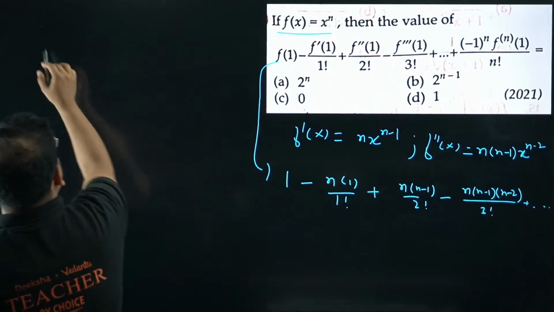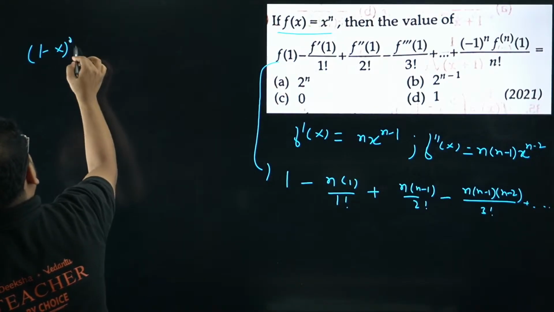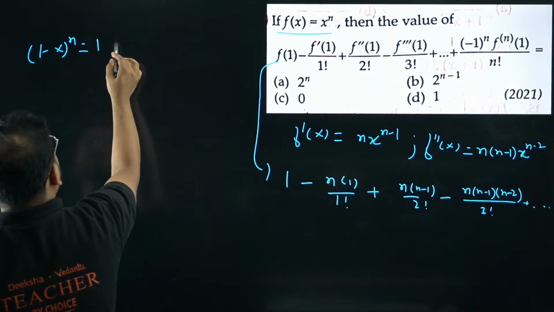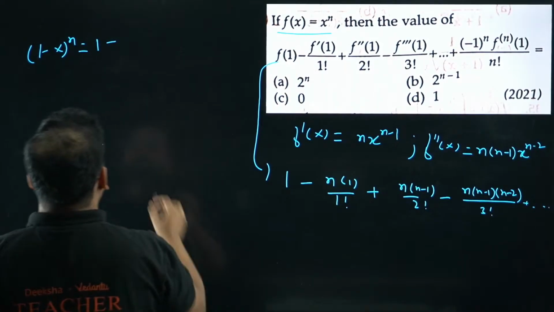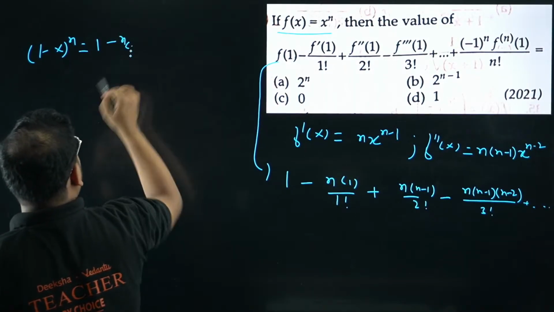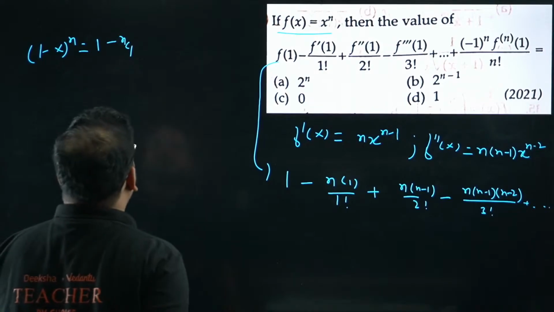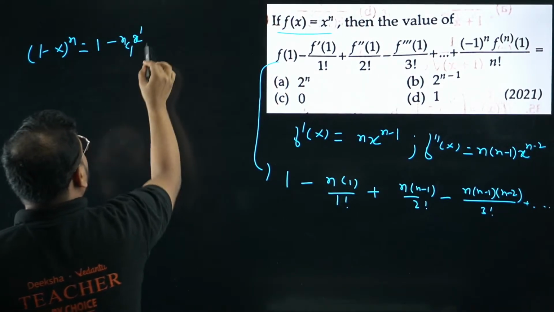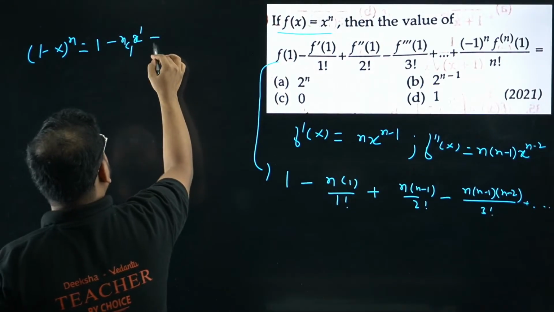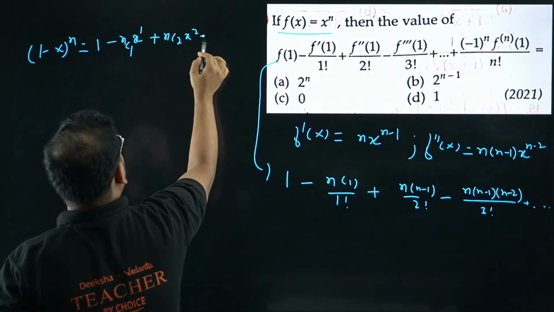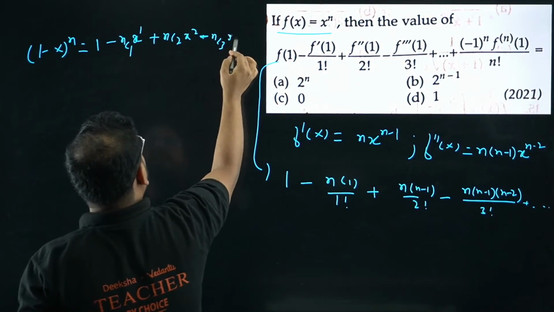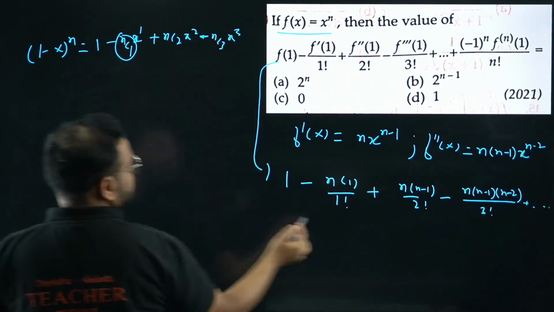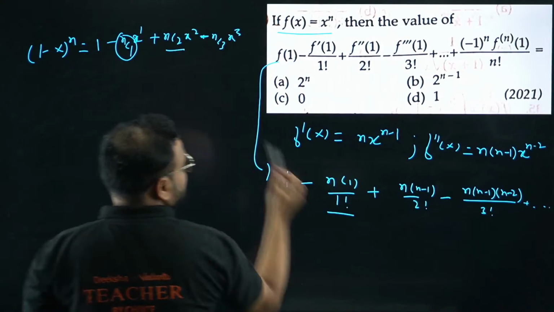Do you remember the series we have for 1 minus x power n? It will be 1 first, then a minus sign, nC1 x power 1, and if I continue like this, plus nC2 x power 2, minus nC3 x power 3. If you check, this is the same thing: nC1, and the same with nC2, and so on.